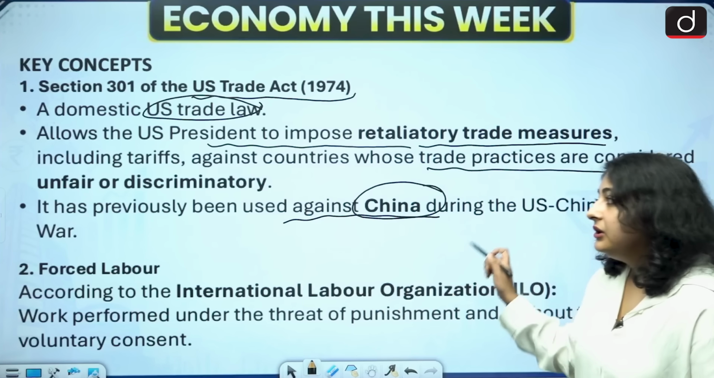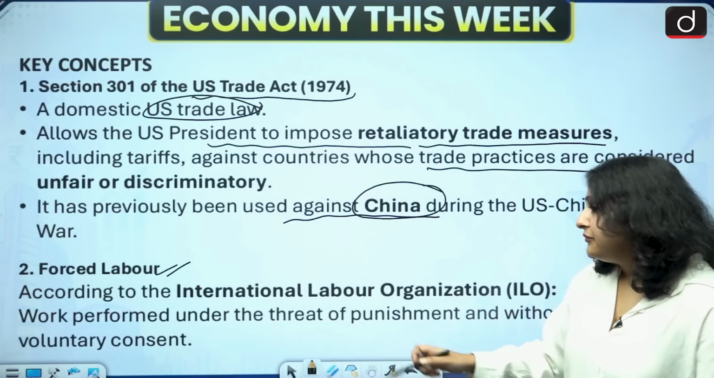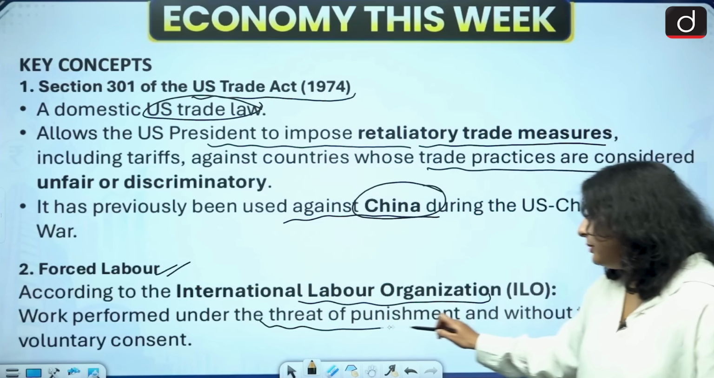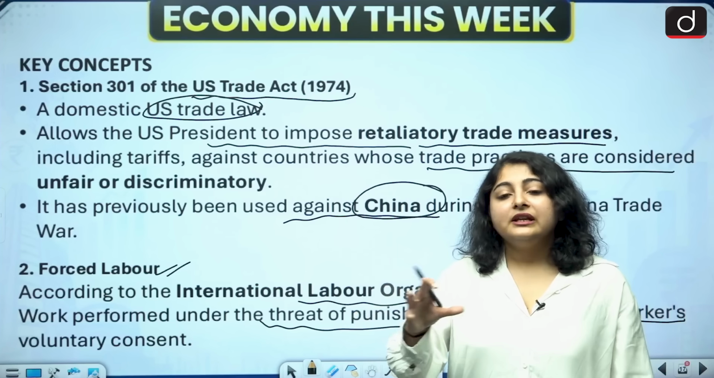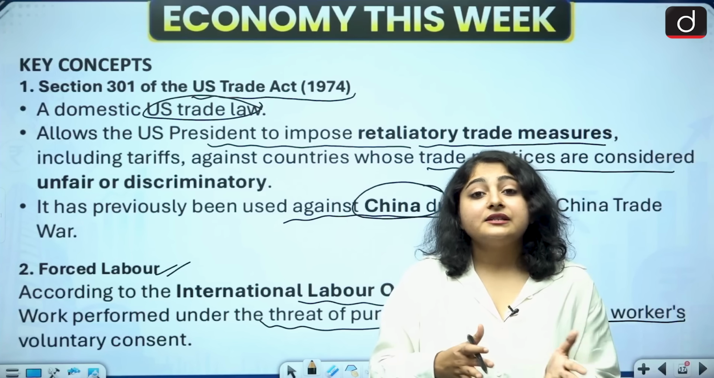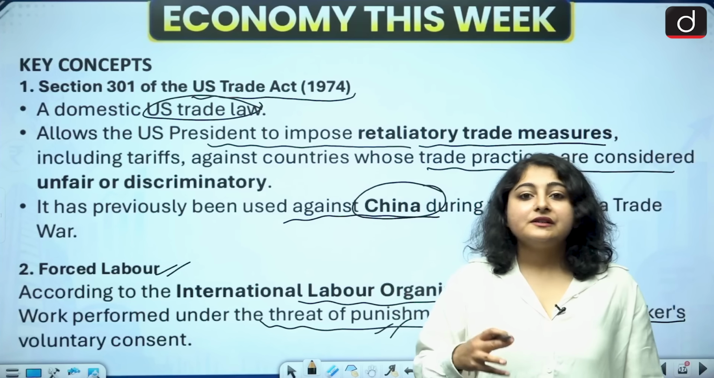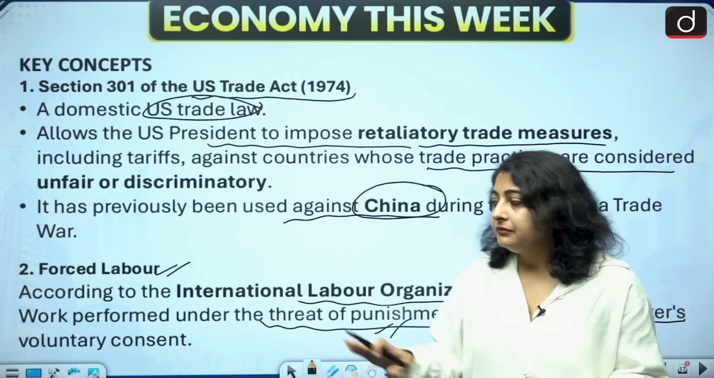Okay. Now, the next thing we have to understand is what is forced labor. As per the definition of ILO, forced labor is work performed under a threat of punishment and without the workers' voluntary consent. If a laborer is doing work against his will because of the threat of punishment, then that is forced labor. In most cases, forced laborers are not being paid.